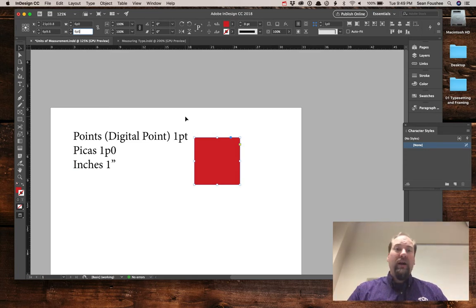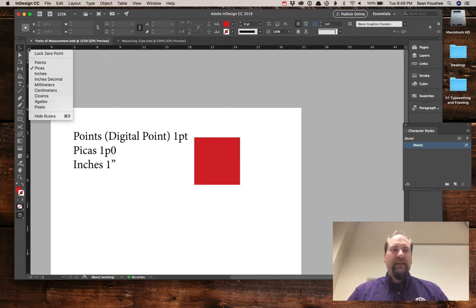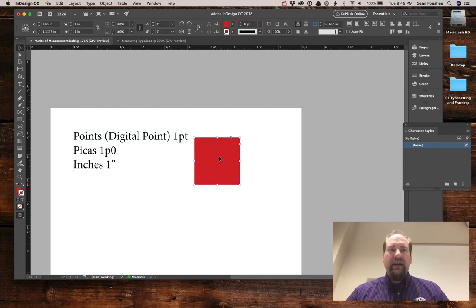So for instance, right now my rulers are all set up in picas. If I type 1 inch into this box, it'll convert inches into picas. If I type points, it'll convert points into picas. See how that works. Now if I change my ruler, if I come up here and right click on the point of origin where the two rulers meet, I can choose inches. Now when I come back and click on this, you'll see it says 1 inch by 1 inch. Now if I type picas in that box, it'll convert picas to inches. If I type points, it'll convert points to inches.